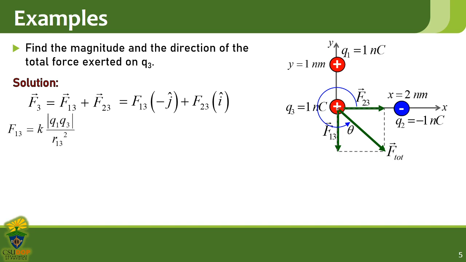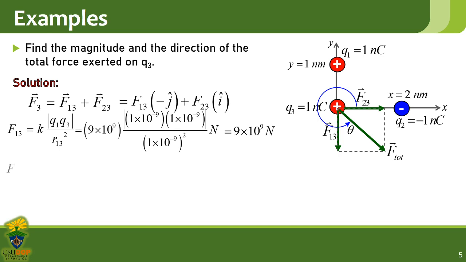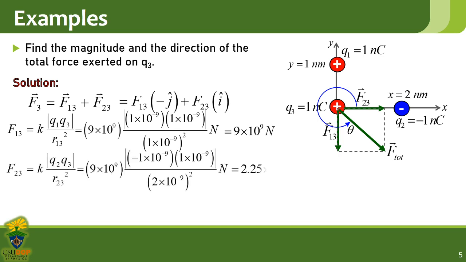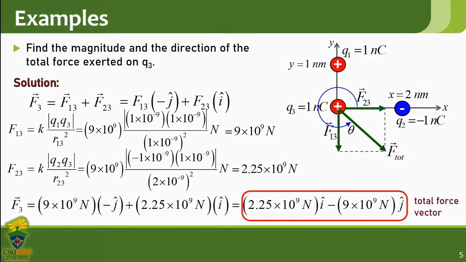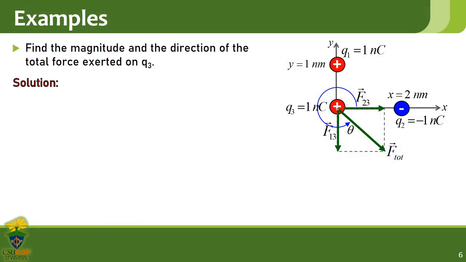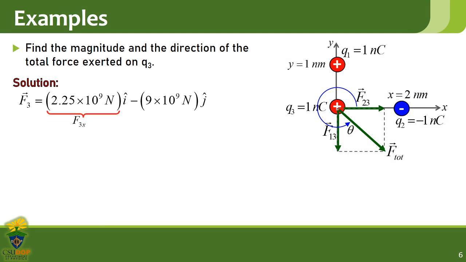Using Coulomb's law, we get the magnitude of F13 and F23. Note that we didn't place the units here and instead placed the final unit, newtons, at the end. You can do this if and only if you have converted the given units to standard units. The total force vector in standard form is then given as this. Note that the vector has a positive x component, F3x. At the same time, the y component, F3y, is negative, implying that this vector is located in quadrant 4.